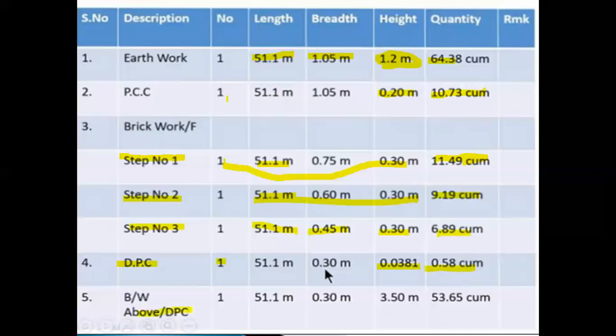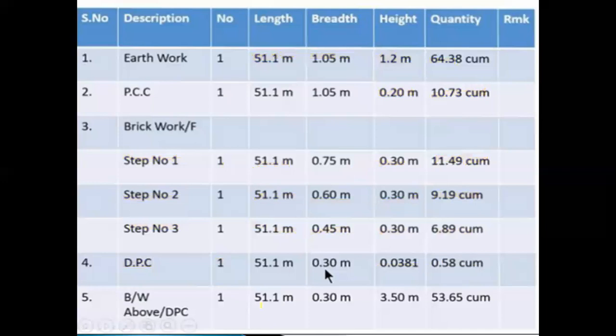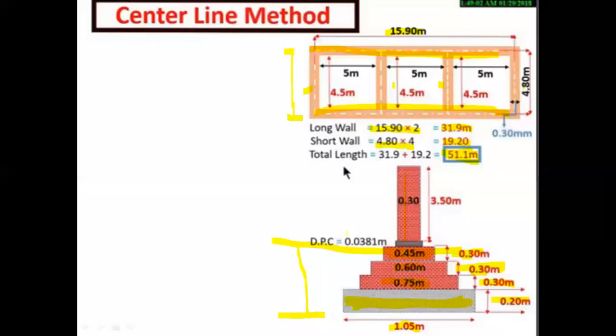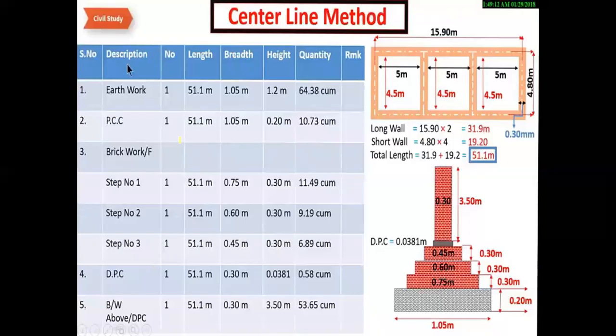Next, brickwork above the DPC, that is the superstructure. The height of the superstructure is 3.50 meters. With 51.1 and 0.3 and 3.5 meters, multiplying length, breadth and height equals 53.65 cubic meters. It is the total quantity of brickwork in the superstructure above the DPC. This is one method for calculating by the Centerline method. So, I hope all of you understand this process.